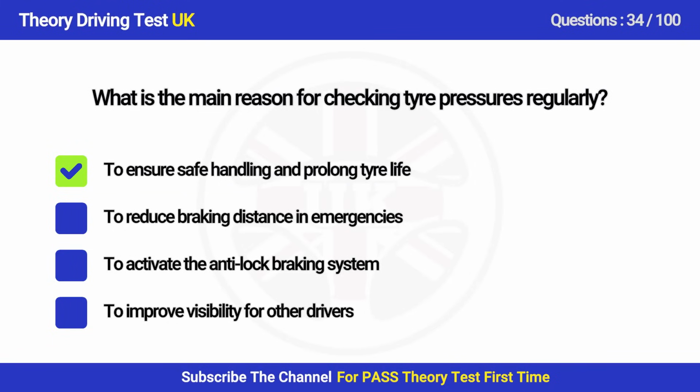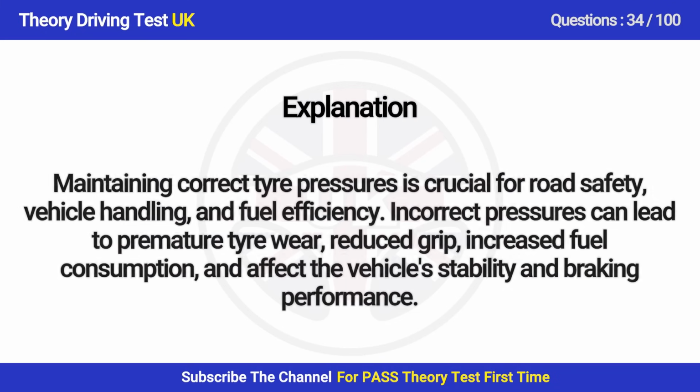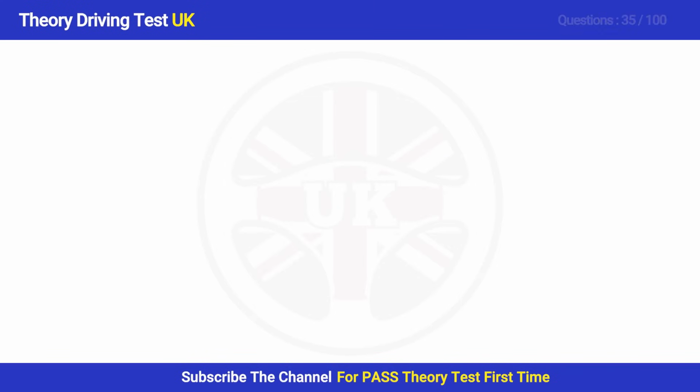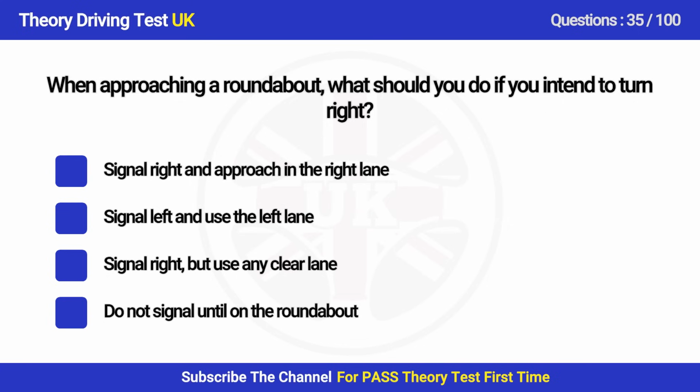Answers is A. To ensure safe handling and prolong tire life. Maintaining correct tire pressures is crucial for road safety, vehicle handling, and fuel efficiency. Incorrect pressures can lead to premature tire wear, reduced grip, increased fuel consumption, and affect the vehicle's stability and braking performance. Question 35. When approaching a roundabout, what should you do if you intend to turn right?